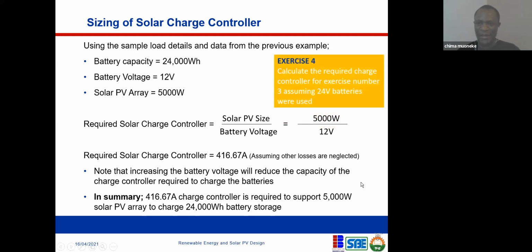So let's have another exercise here. This is asking us to calculate the required charge controller for the previous exercise that you did. You remember the previous exercise, you got 7,384.6 watts. So using that wattage, calculate the required charge controller for exercise number 3, assuming that the battery voltage this time is 24, not 12. Assuming that 24 volt batteries were used, you can try that out and then unmute yourself to speak, or you can post your answer in the chat box.